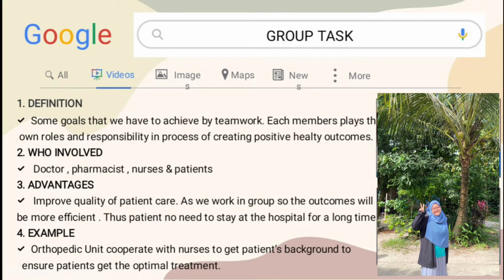Next, the advantage of group tasks is improved quality of patient care. As we work in groups, the outcome will be more efficient. Thus, the patient does not need to stay at the hospital for a long time. For example, the orthopedic unit cooperates with nurses to get the patient's medical background to ensure the patient gets the optimal treatment.